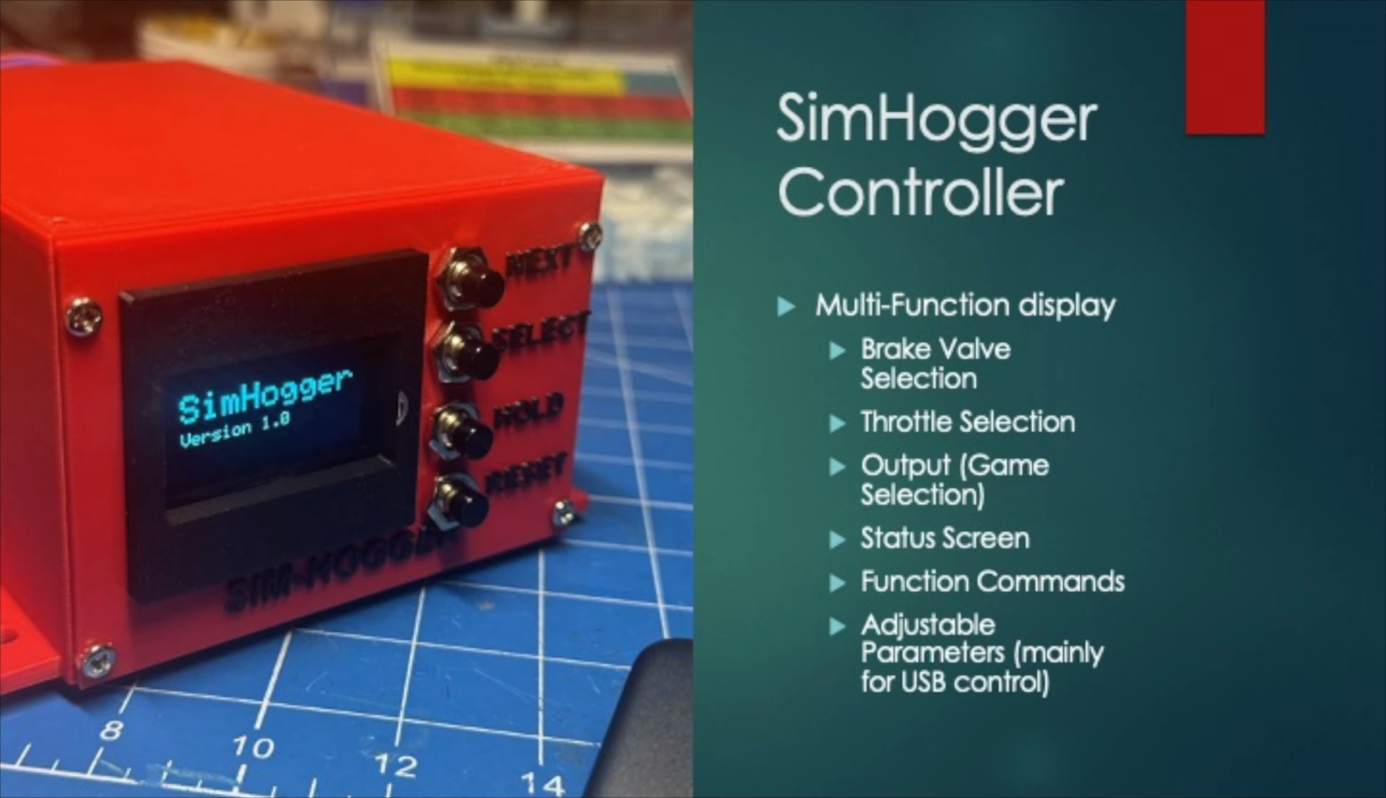So when we talk about what is SimHogger, SimHogger is the main logic box. The logic box has a screen on it, 4 buttons. Using this box, you select your brake valve that you're using, the throttle that you're using, and the output setting for whatever game you're using. For USB, it will have adjustable commands for the timings, for keyboard presses and things like that, and other adjustable functions, such as turning on windshield wipers, isolating the engine, things like that, can all be accomplished through this box eventually.